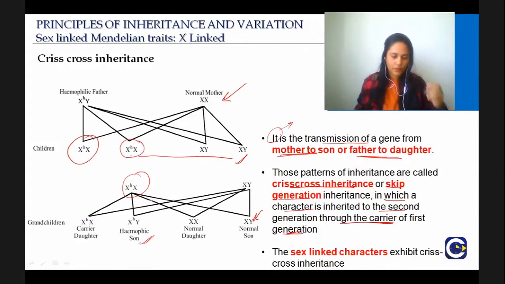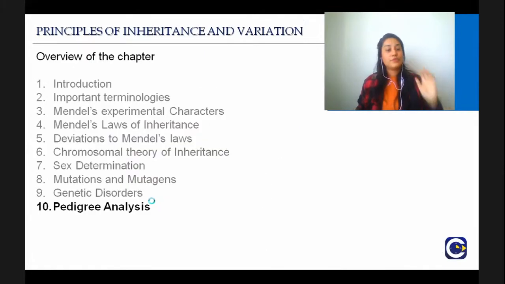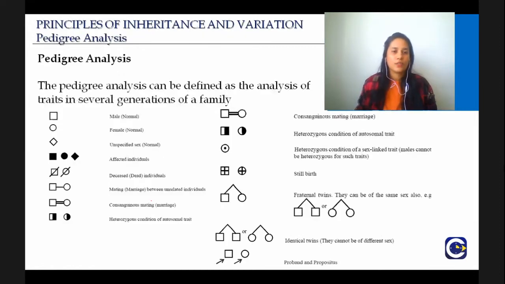Good. So then we proceed, and today we will talk about pedigree analysis. And I am telling you, there will be multiple questions, or at least there will be one question on pedigree analysis. Don't be scared of it. We are going to discuss very easy techniques for how we are going to solve it after we have discussed all the different types of possibilities. Okay, so let's begin.